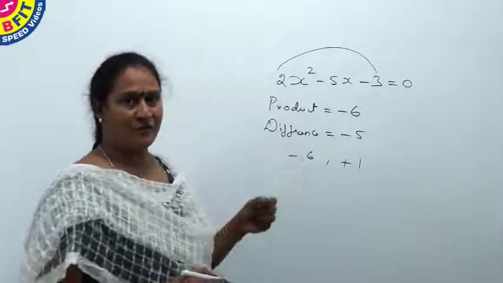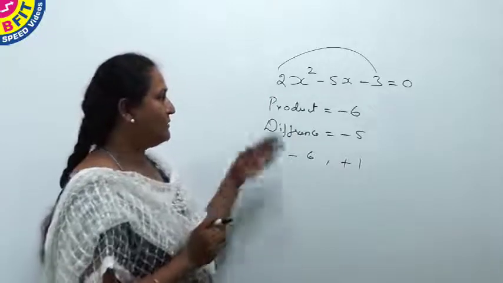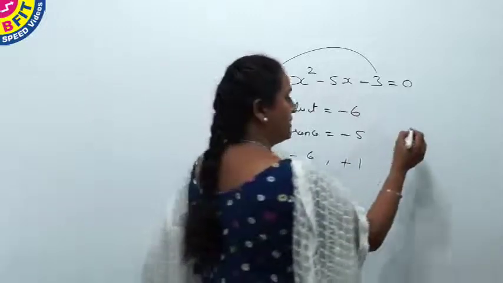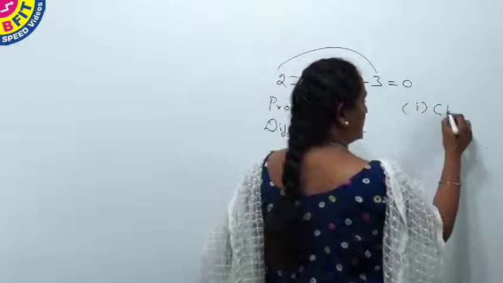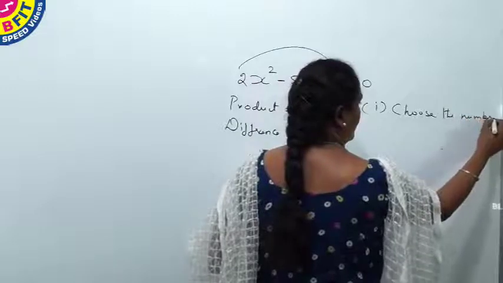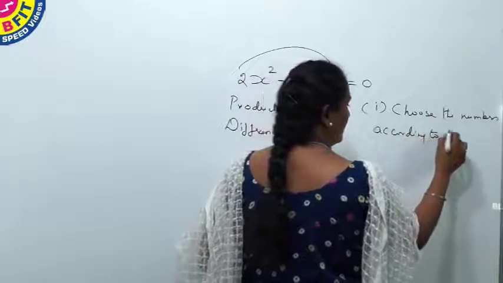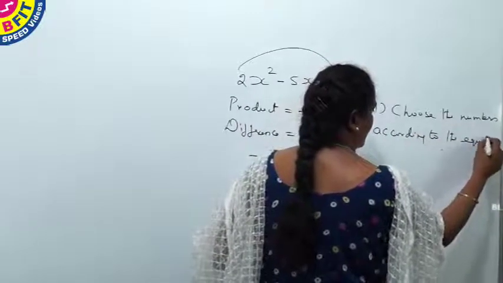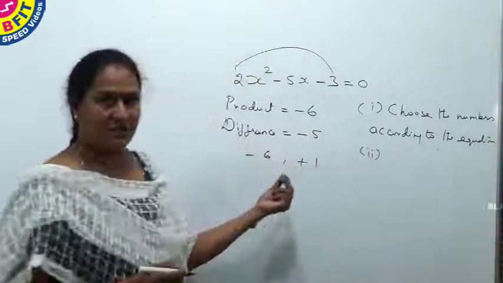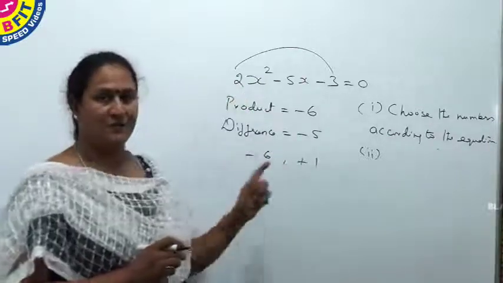And as you have a coefficient, you have to do one more step. I'll tell you how to work out such questions. When you have a quadratic equation with coefficients, follow these 3 steps. The first step, choose the numbers according to the equation. So we have chosen the numbers according to the equation. Whenever you have a coefficient, you have to divide the numbers by the coefficient.